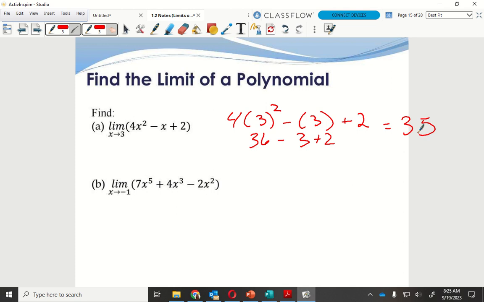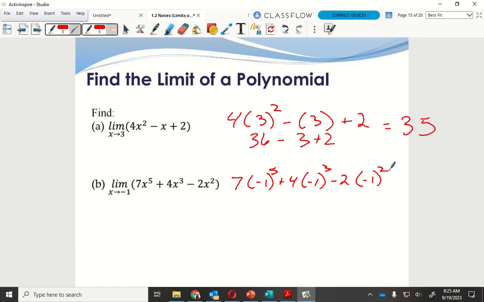All right, now this next one's going to be kind of tricky because we're plugging in a negative. Whenever you plug in, I want you to plug in using parentheses, otherwise you're going to lose it. So negative 1 to the fifth plus 4 times negative 1 to the third minus 2 times negative 1 squared. So this negative 1 is basically going to change my signs. If I take negative 1 to the fifth power, that's going to be? Negative 1. Okay, good.